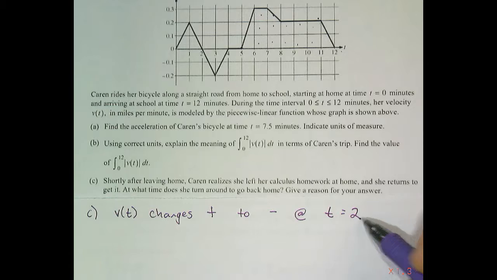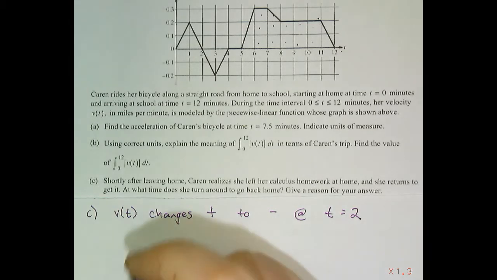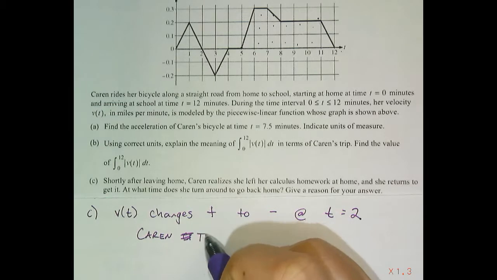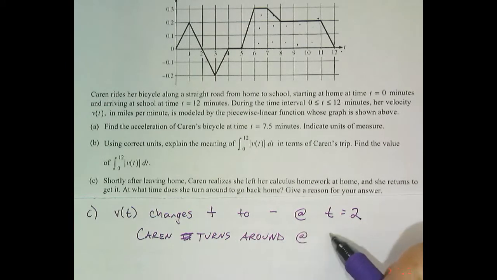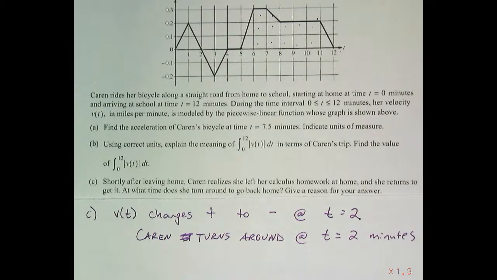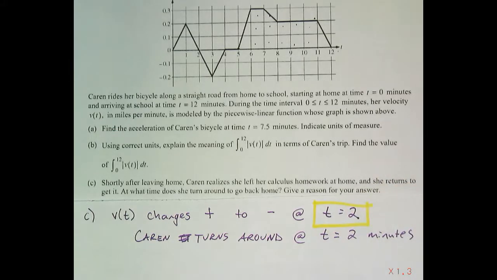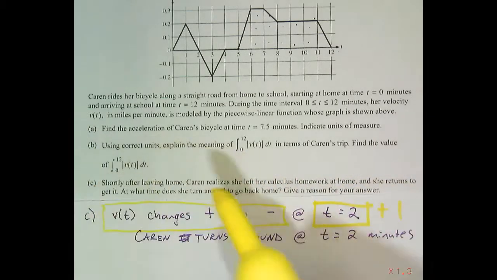So that means she was traveling forward or away from her home, and then she was traveling backward, which is towards her home. So Saren turns around at this time. At time t equals 2 minutes. This is worth 2 points. Your first point comes from, can you identify the time that she turns around? And then your second point comes from the justification.